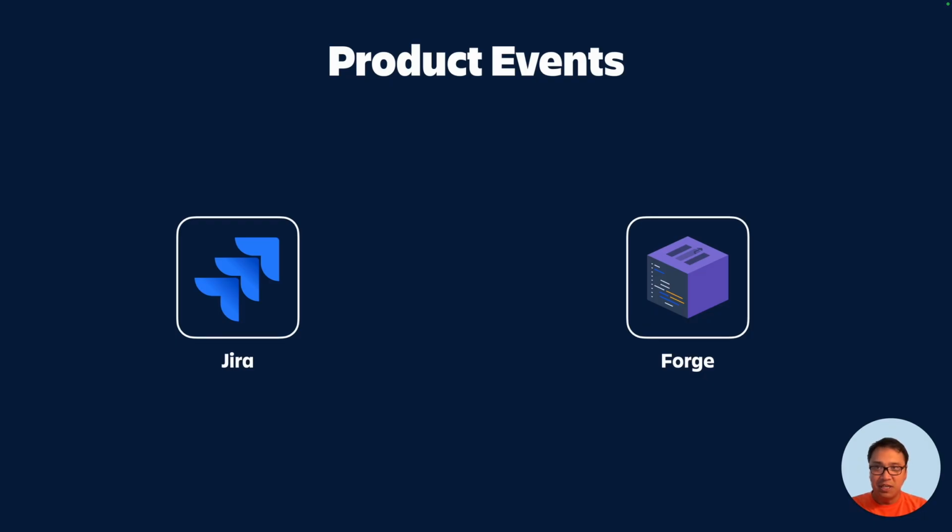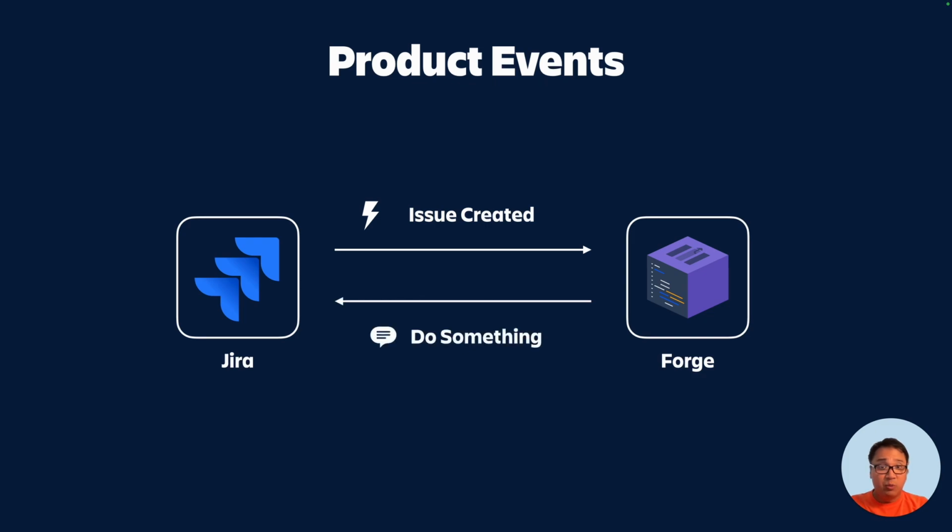Here's a representation of how product events work. Let's say I'm a Jira user and I just created a ticket. Just moments after that ticket's made, Jira fires off an issue created event which contains details about the new issue. If our Forge app is subscribed to this event, the app will receive the event with its respective payload containing all the details about this new issue. Once the Forge app receives the event, it can do whatever actions we define in our code.